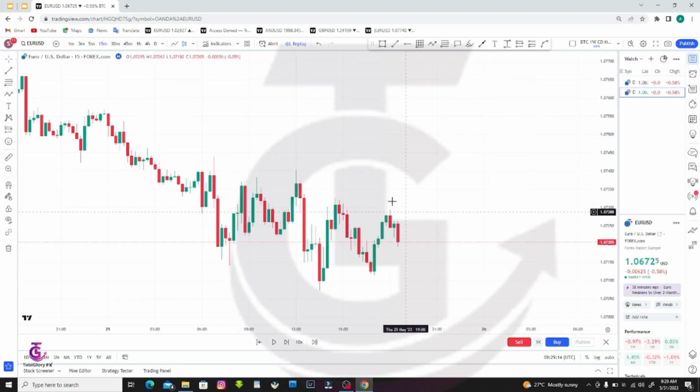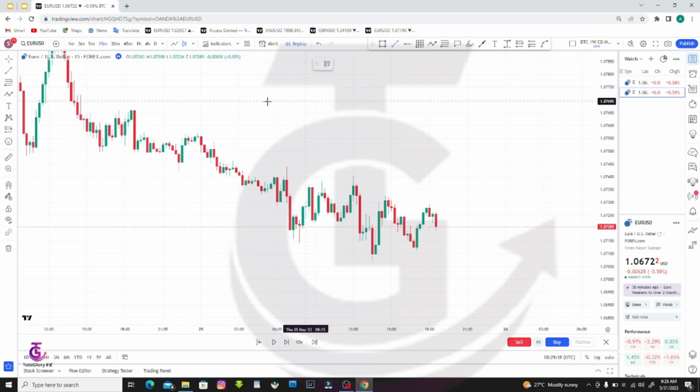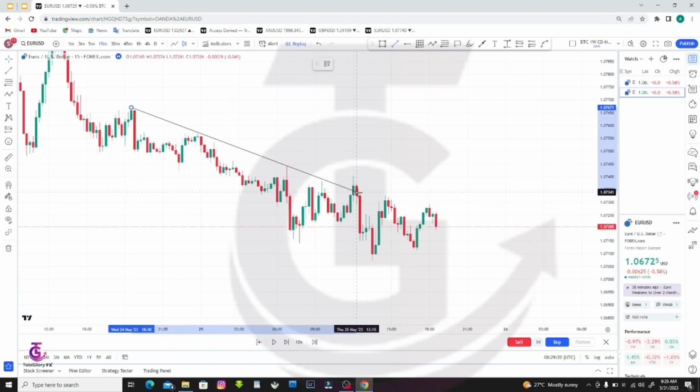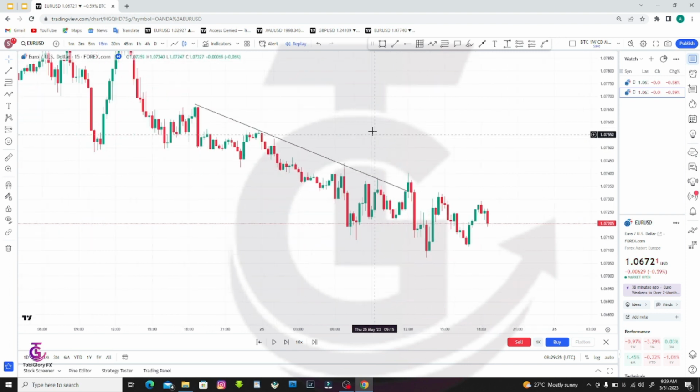Now let me show you how to draw the trend line. You must make sure it touches the strong areas. Now this is a descending trend line. You can see immediately price touches here, it's rejected. Immediately price touches this trend line, it's rejected continuously. This is a signal for you to sell.